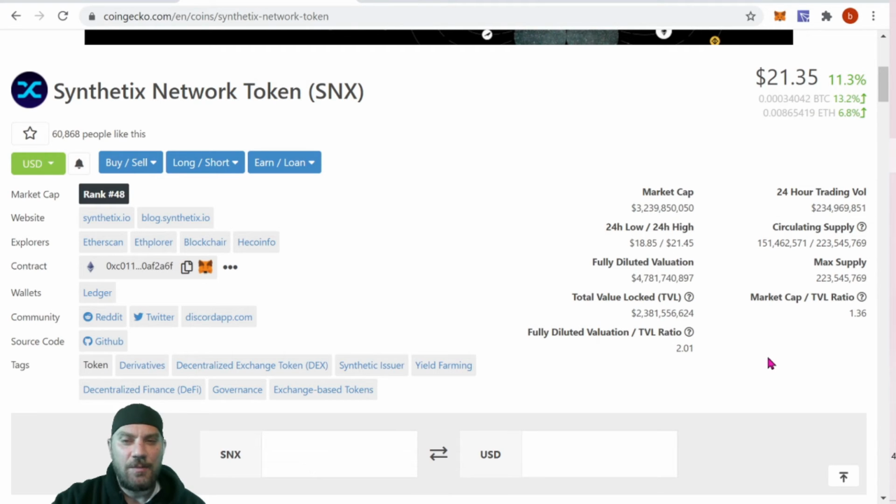Like I said, as other projects like Sparta continue to take off and grow, we're going to need more liquidity and more ability to lock this liquidity for these synth assets. And so for that reason, I am bullish on SNX.